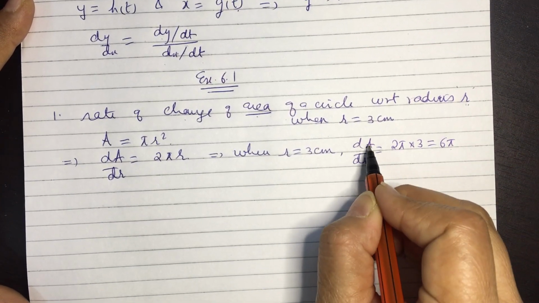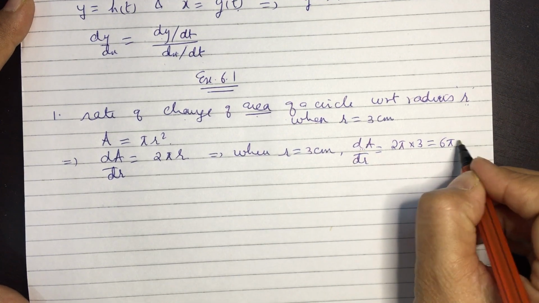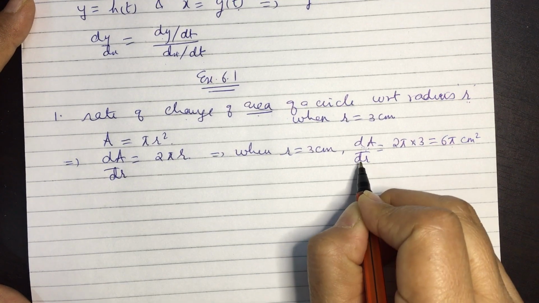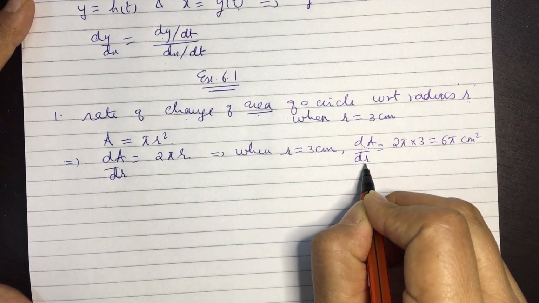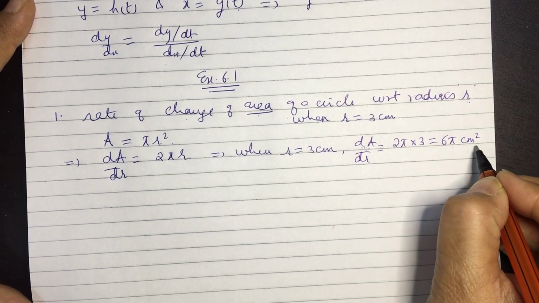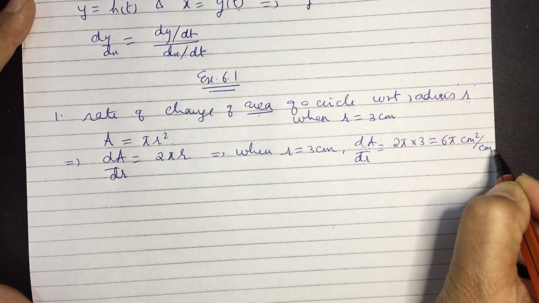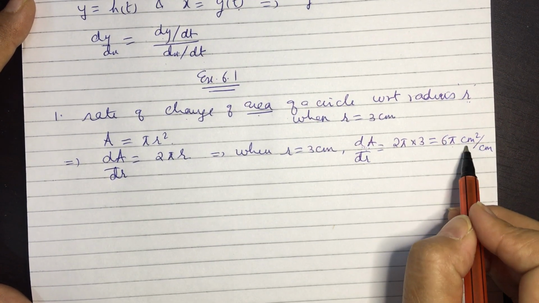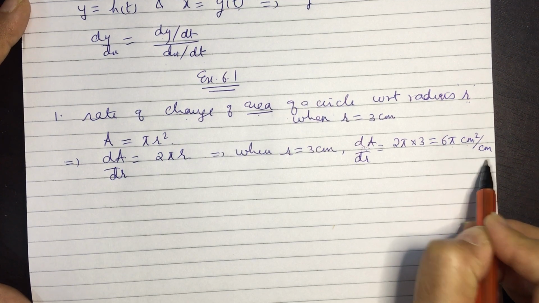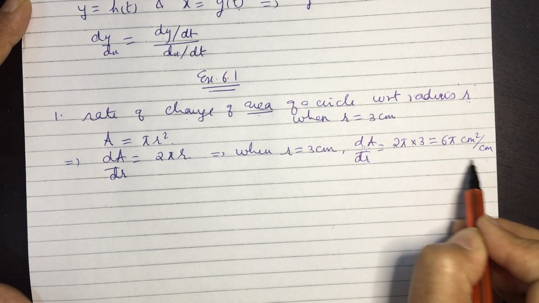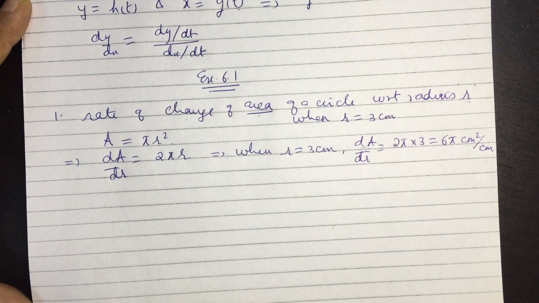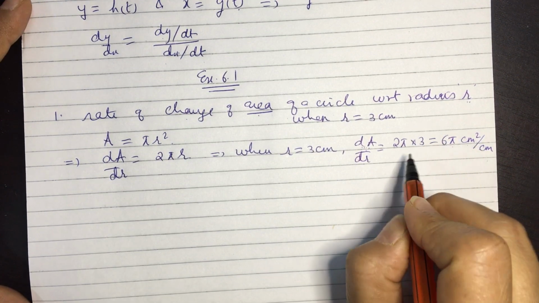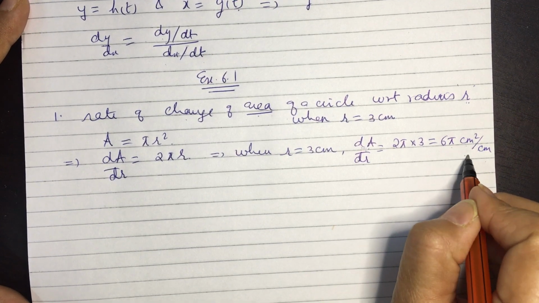dA means the numerator is the area which we are dealing with, so centimeter square, and in the denominator also we are dealing with distance. So here it will be upon centimeter. We won't cancel this centimeter with this centimeter. We will write it as centimeter square upon centimeter, and it is this unit which allows us to decide with respect to which variable the rate of change is.